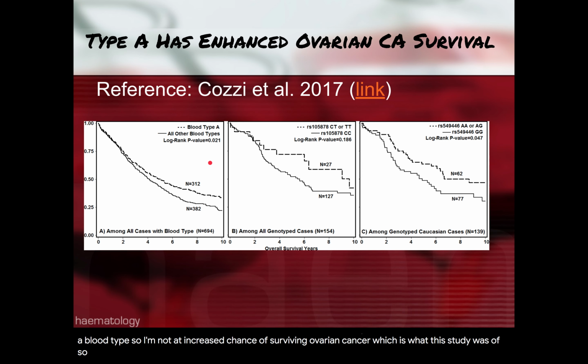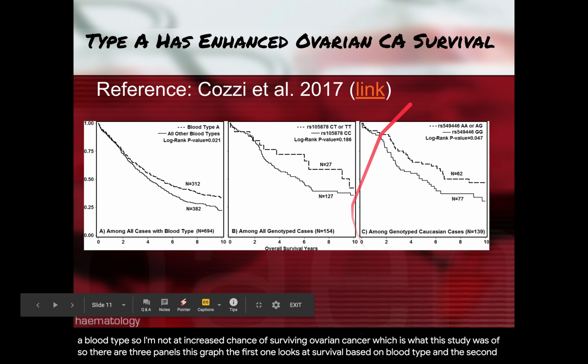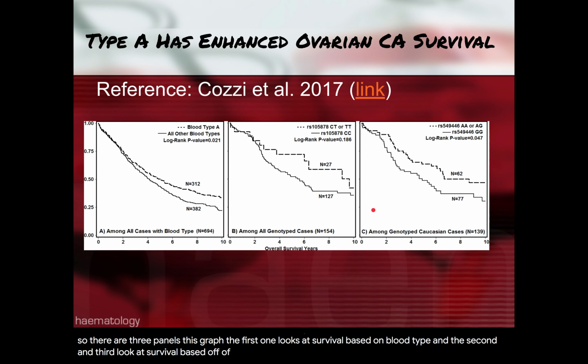So there are 3 panels to this graph. The first one looks at survival based on blood type, and the second and third look at survival based off of a particular allele in the ABO genotype.